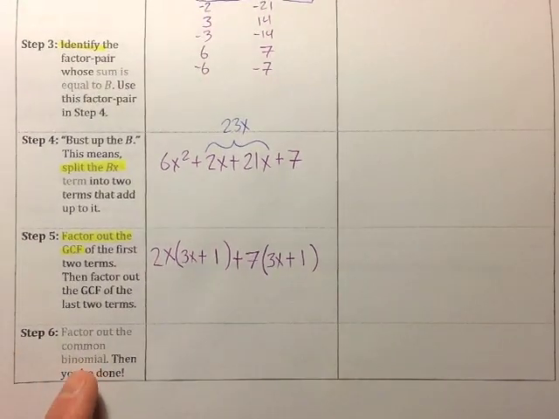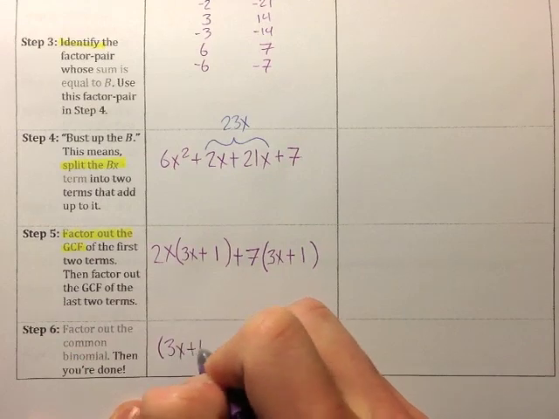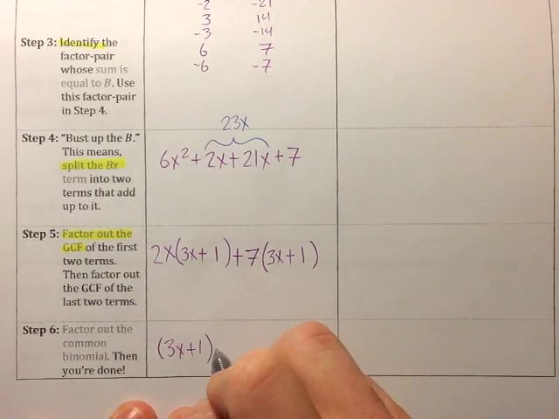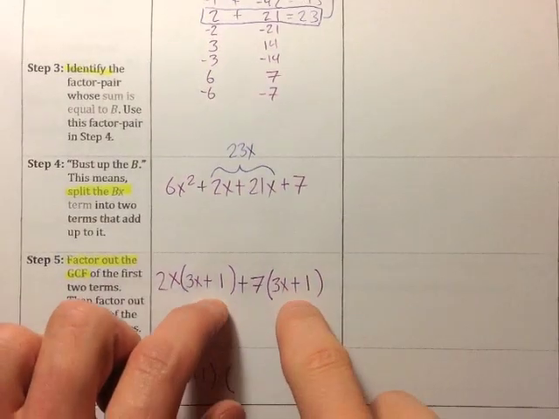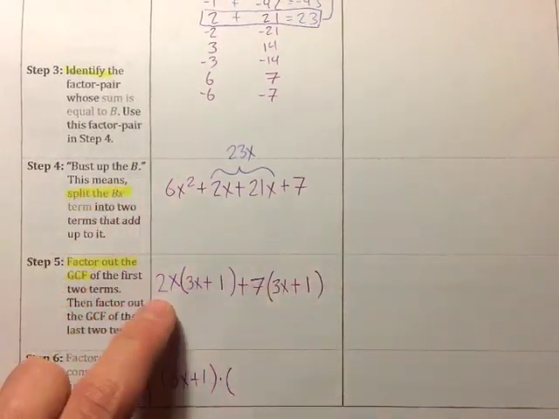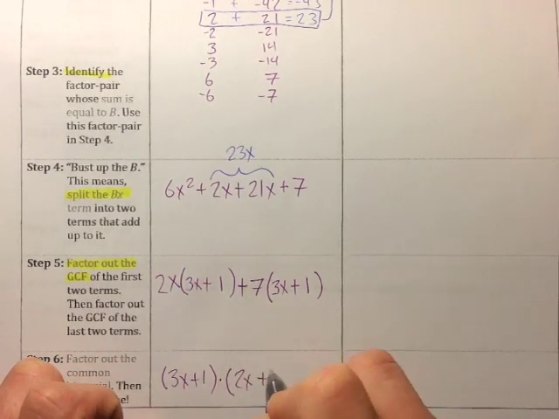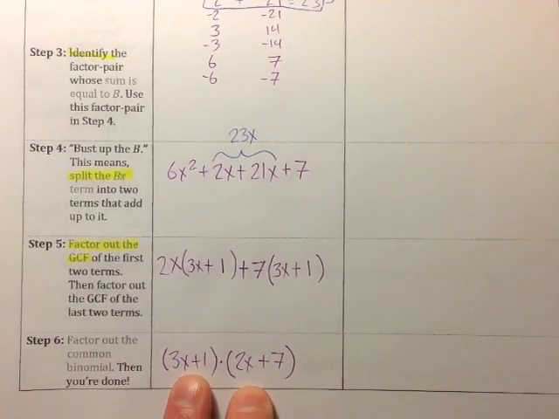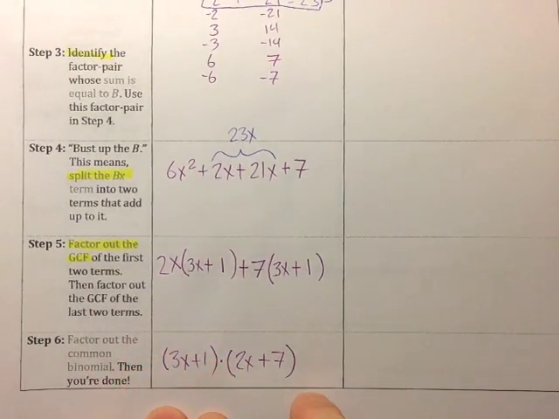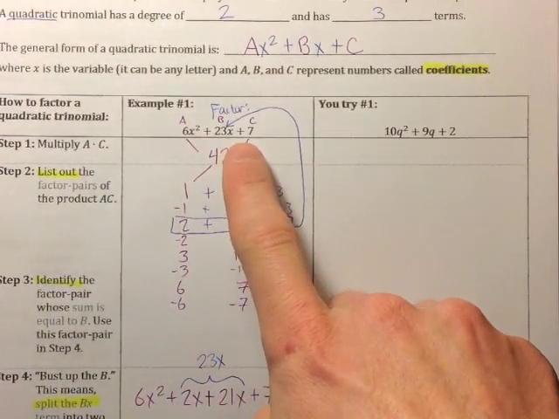This is step 6. Factor out the common binomial. 3x plus 1 inside of parentheses times what is left over when I pull 3x plus 1 out of both the 2x and the 7? Well, 2x plus 7. Okay? And that is it. We are done. This is the factored form of 6x squared plus 23x plus 7.